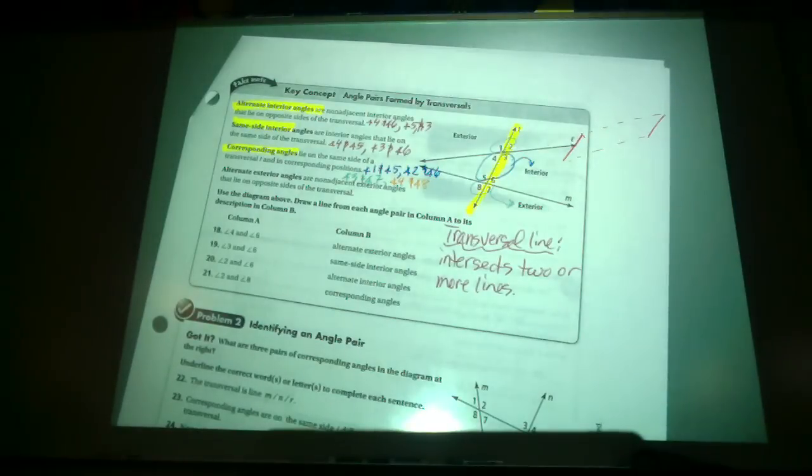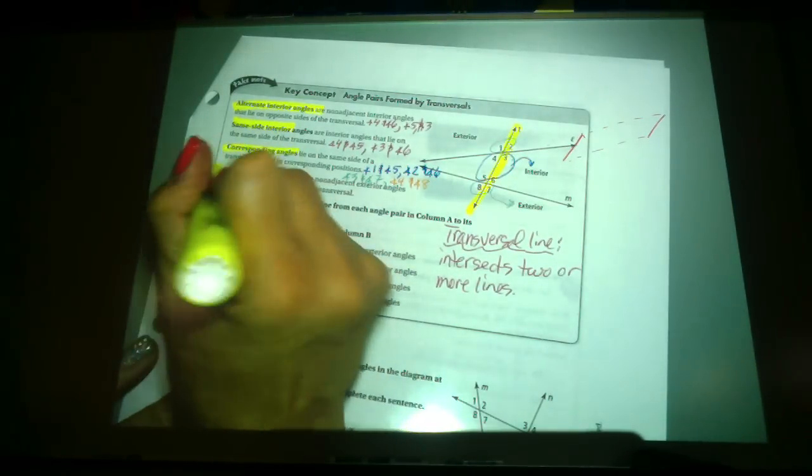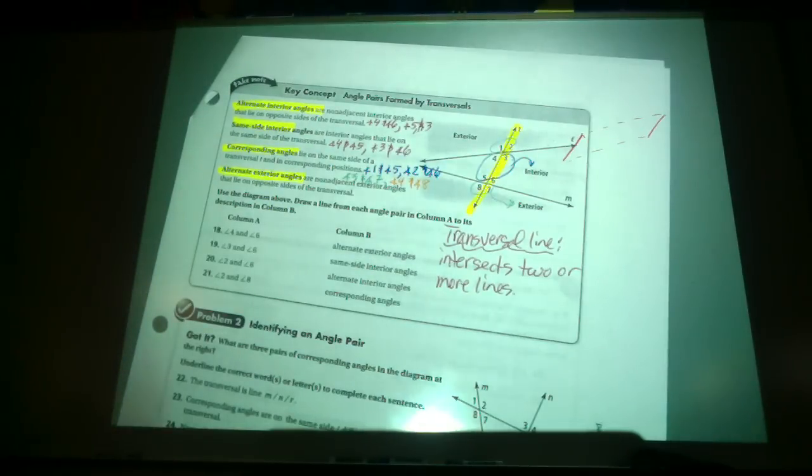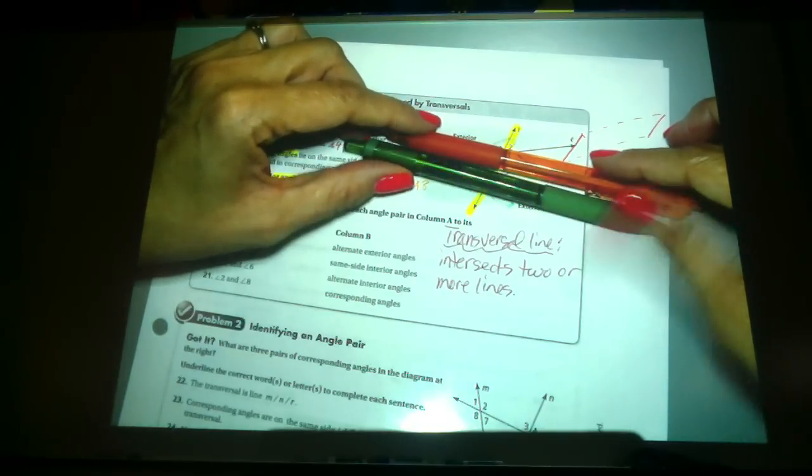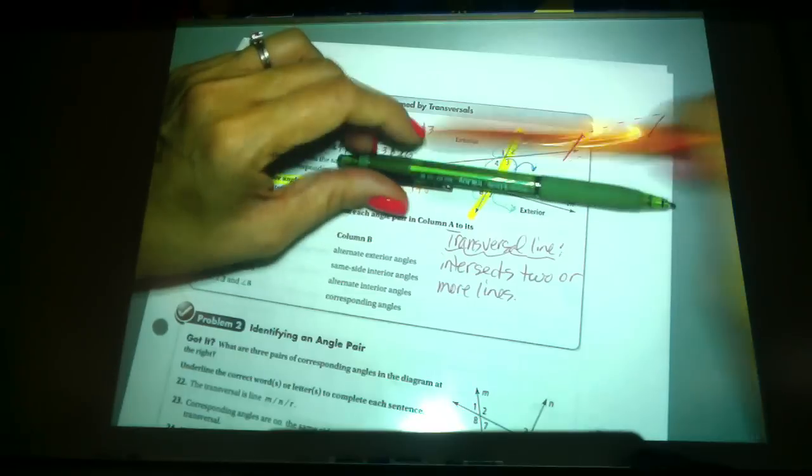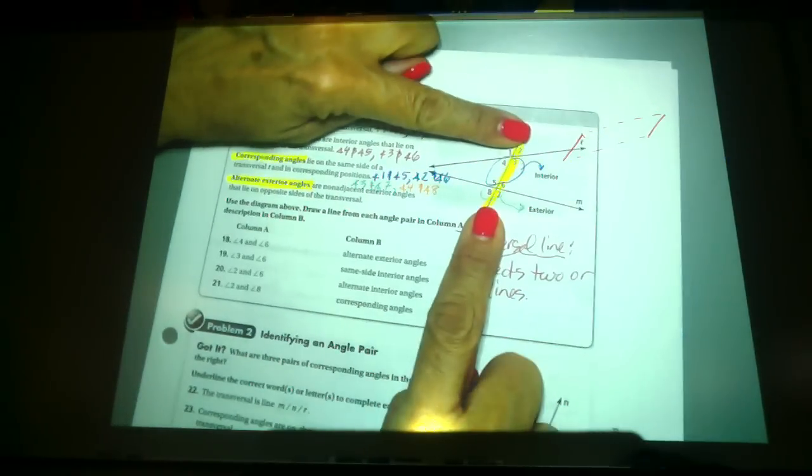Then we have alternate exterior angles, exactly the same as alternate interior angles, but this time we're looking at only the 4 exterior angles. So we're only looking at angle 1 and 2, and 8 and 7. So again, there's those spaghetti noodles coming into play, right? Only my pens are too fat. We've got these 4 angles here.